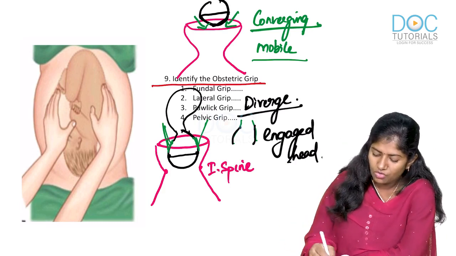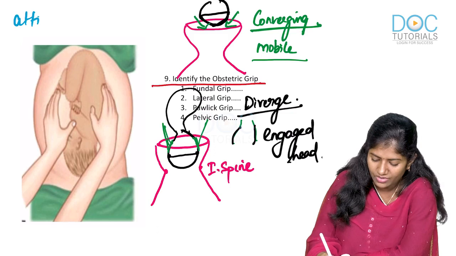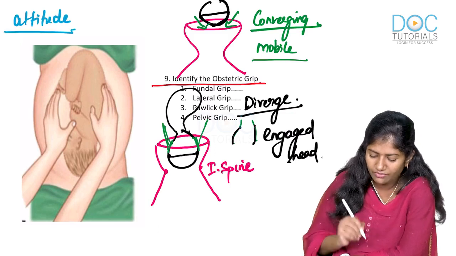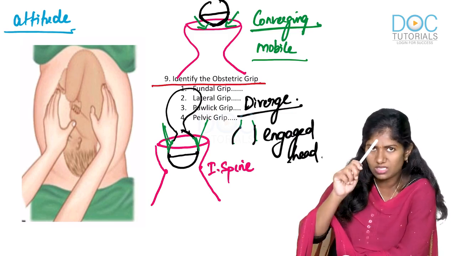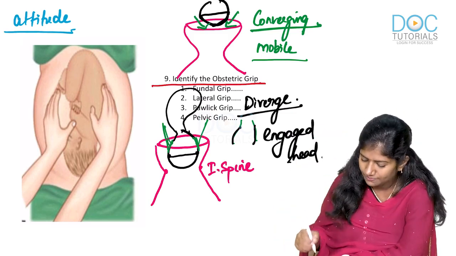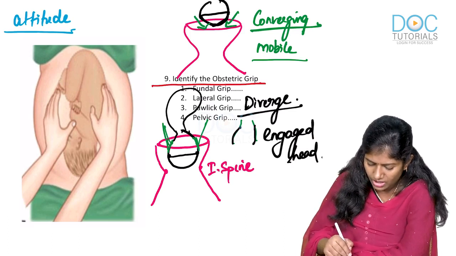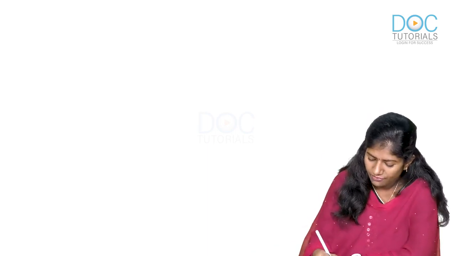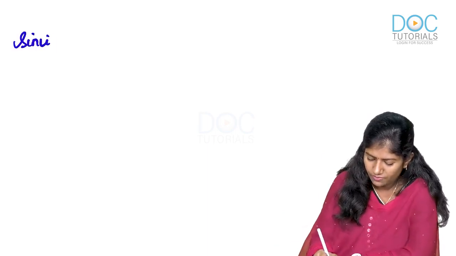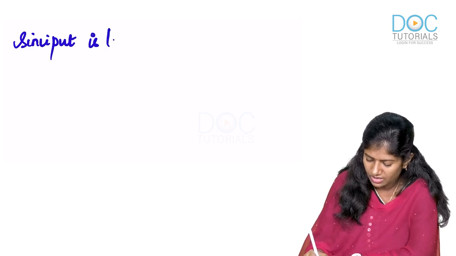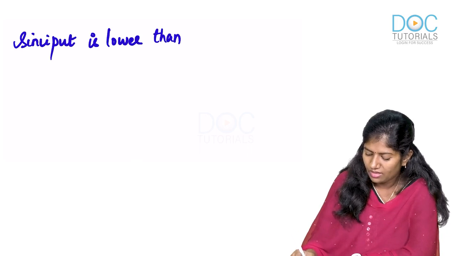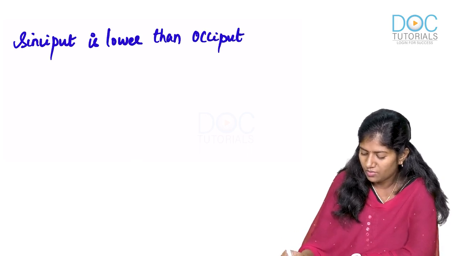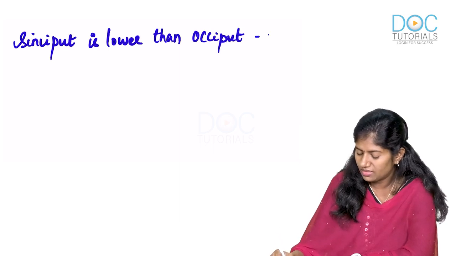Next is, it also helps in identifying the attitude. How does it help in identifying the attitude? Depending on the position of the sinciput and the occiput. This is sinciput, this is occiput, okay? Please remember this point. If the sinciput is at a lower level than the occiput, it means the attitude is extension.